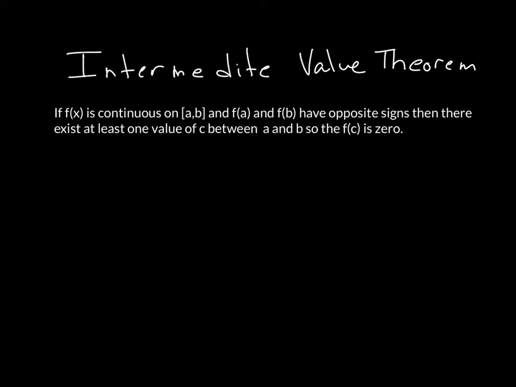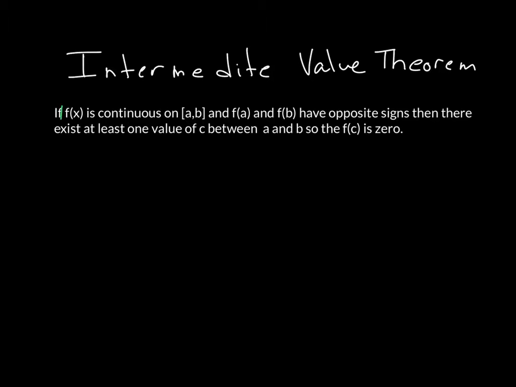Okay, so the intermediate value theorem says if f of x is continuous on a closed interval from a to b, and f of a and f of b have opposite signs, then there exists at least one value of c between them so that f of c is equal to 0. So let's go ahead and unpack this.